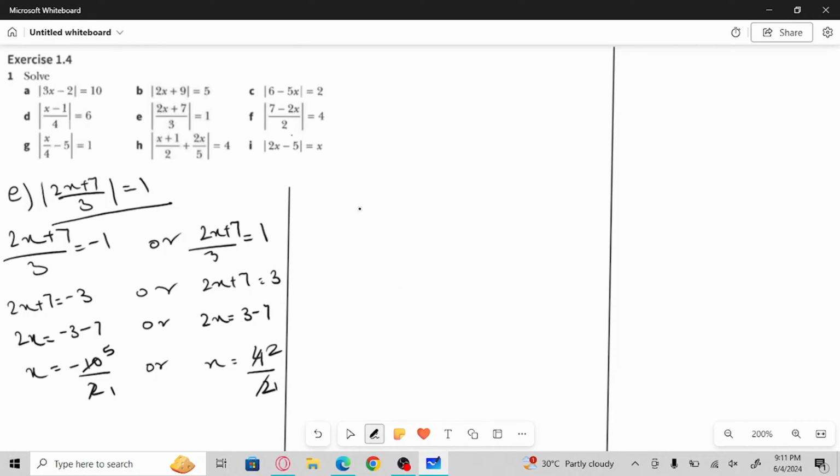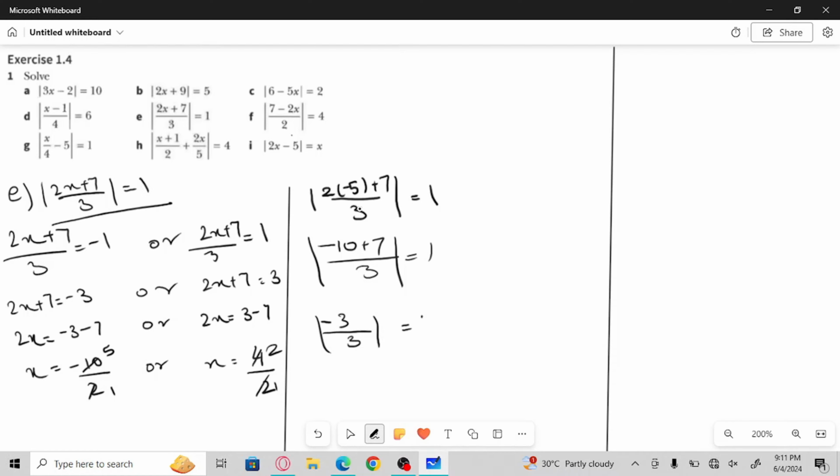Okay. So part E, we will input the value negative 5. So 2 multiplied by negative 5, plus 7, divided by 3 in a modulus should be equal to 1. So negative 10 plus 7 divided by 3 should be equal to 1 in a modulus. Negative 10 plus 7, what is it? It's negative 3 divided by 3 in a modulus is equal to 1, which is obviously equal to the modulus of 1, which is correct.